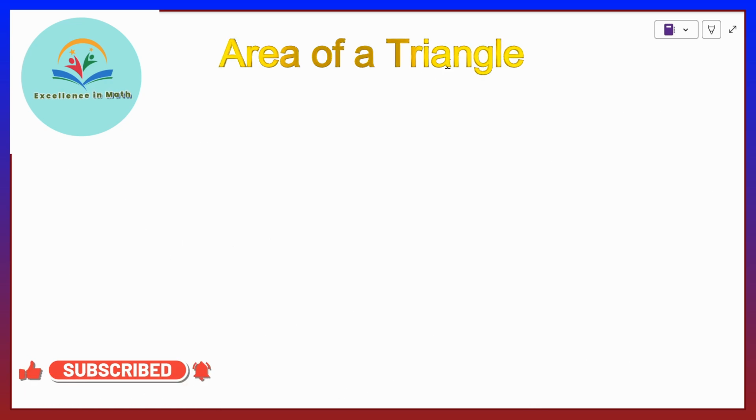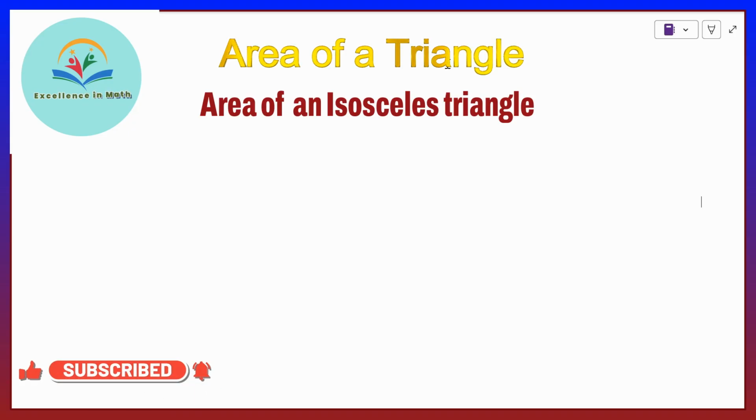With the help of this formula, it's very easy for us to find the area of a triangle when the base and the height are present. How to find the area of an isosceles triangle in case the height is not present? For that, consider a question.